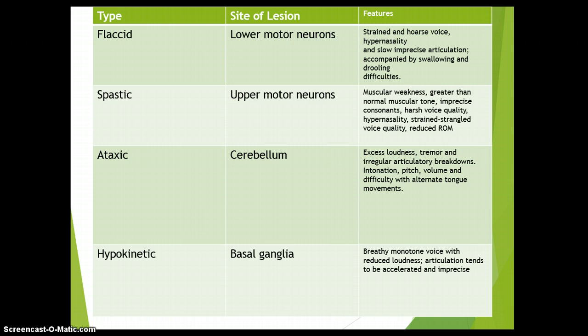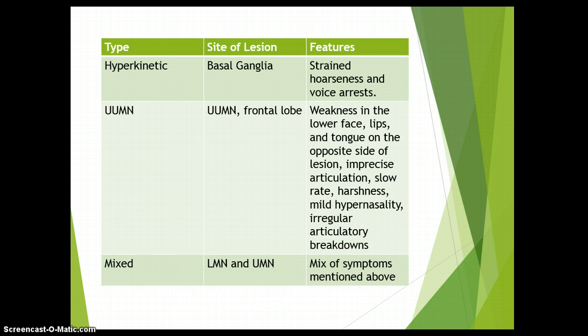The fourth one is hypokinetic. The site of lesion is in the basal ganglia. It includes breathy monotone voice with reduced loudness, and articulation tends to be accelerated and imprecise. The fifth is hyperkinetic. The site of lesion is found in the basal ganglia. Its features are strains and hoarseness and voice arrest.